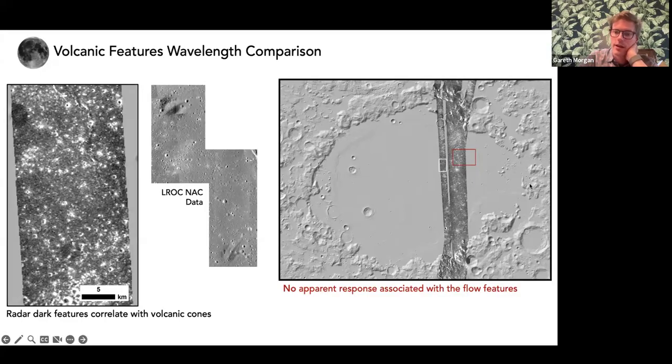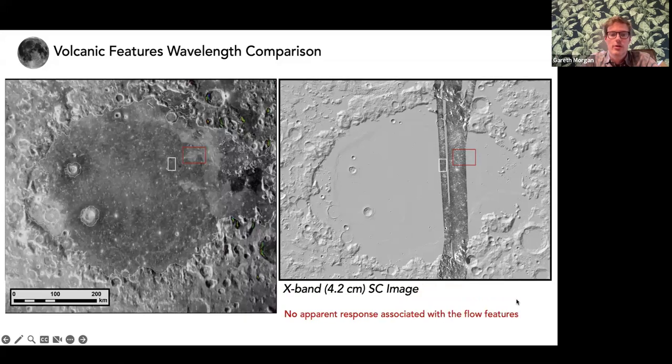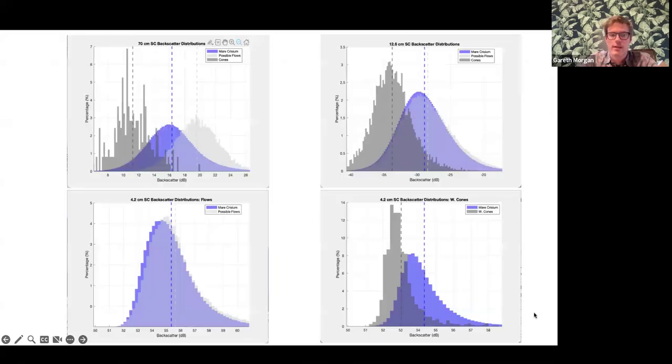But when you look at the area here that had those potential volcanic flows that were bright in the 70 centimeters, you don't see any signature at all with the X band, meaning the X band's not seeing it, and that's telling us something about what's going on in the subsurface. And yeah, there's an example comparison between the bright feature here in the 70 centimeter data, and you can't see it in the X band.